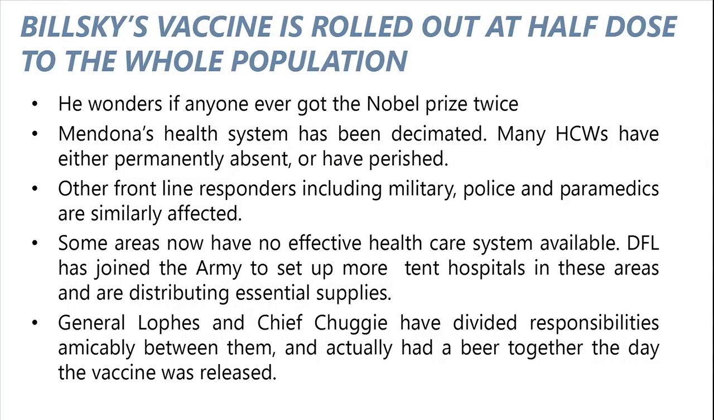Mendona's health system has been decimated. Many healthcare workers have entirely been absent or have perished. And other frontline responders similarly, military, police, paramedics. Some areas now have no effective healthcare system, and the DFL has joined the army to set up more tent hospitals in these areas to help with the situation. General Lopez and Chief Chuggy have divided their responsibilities amicably and have actually had a beer together today.